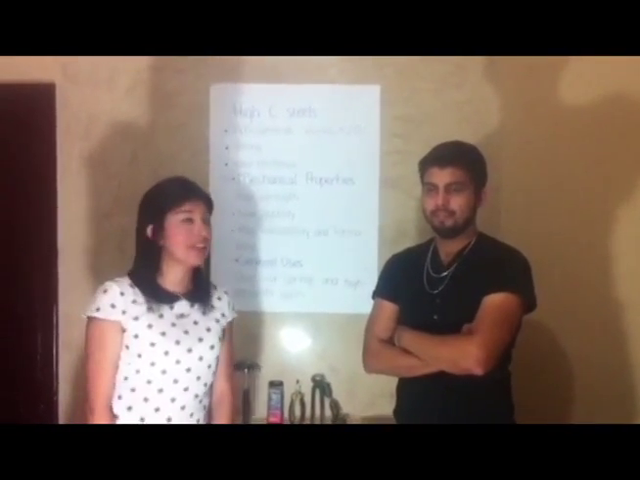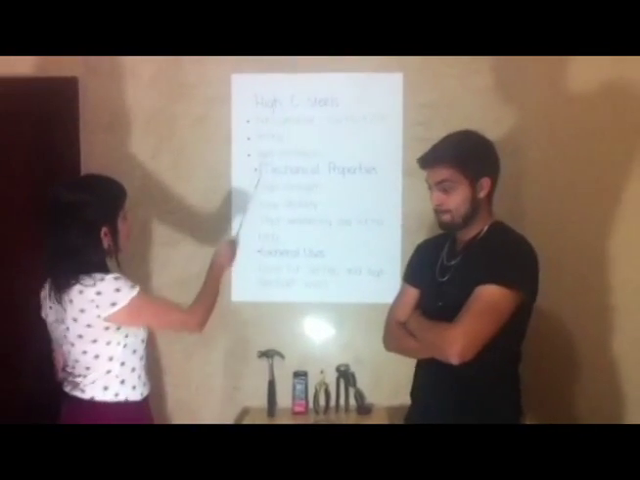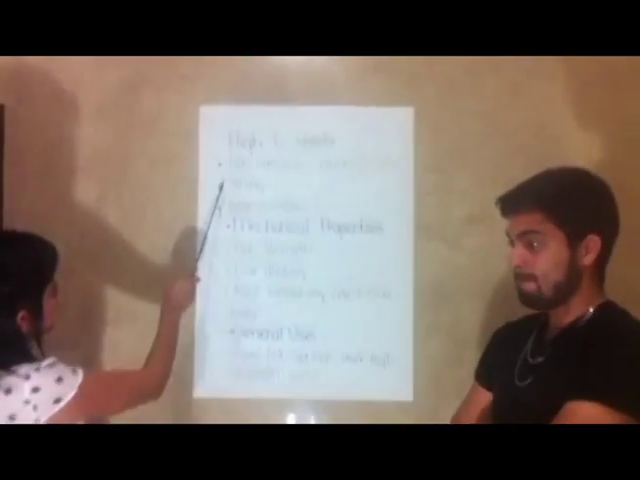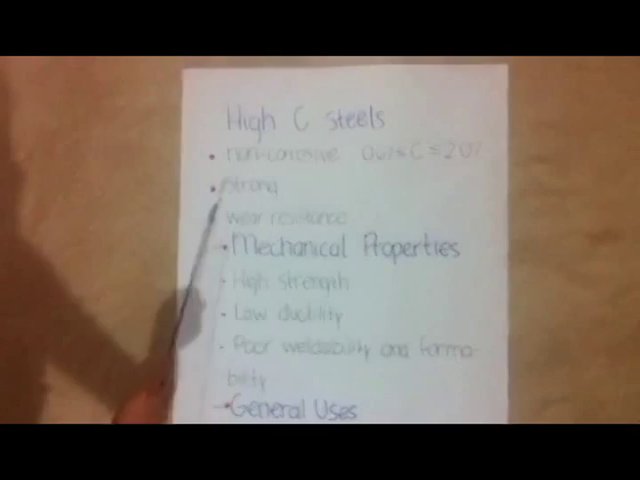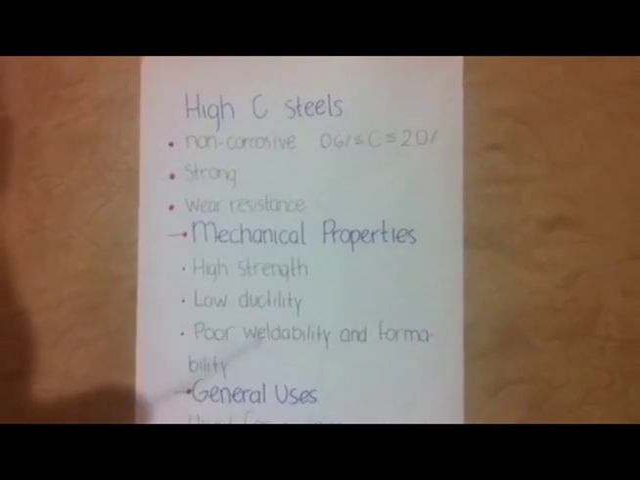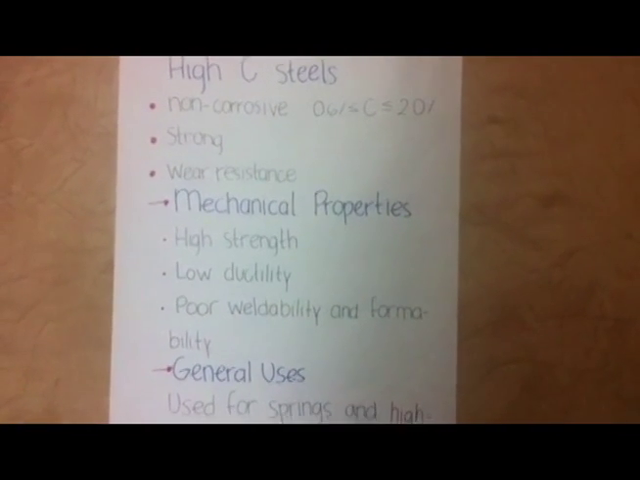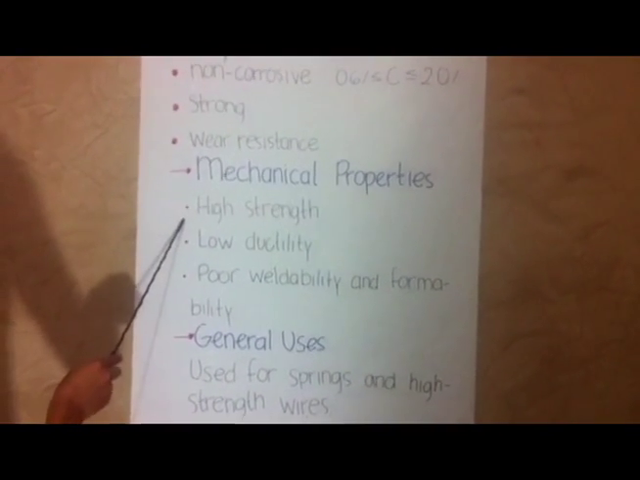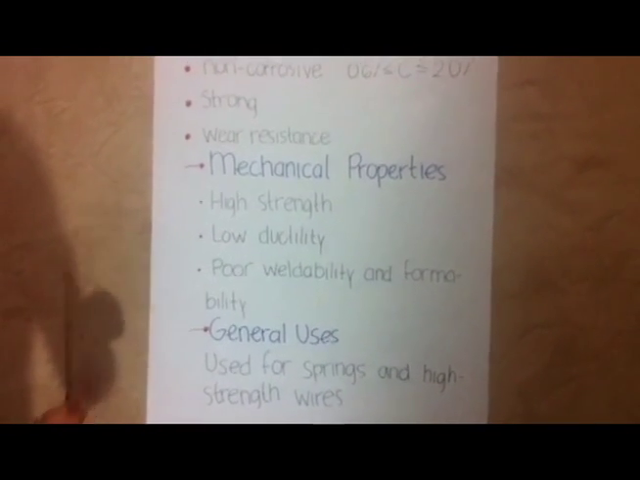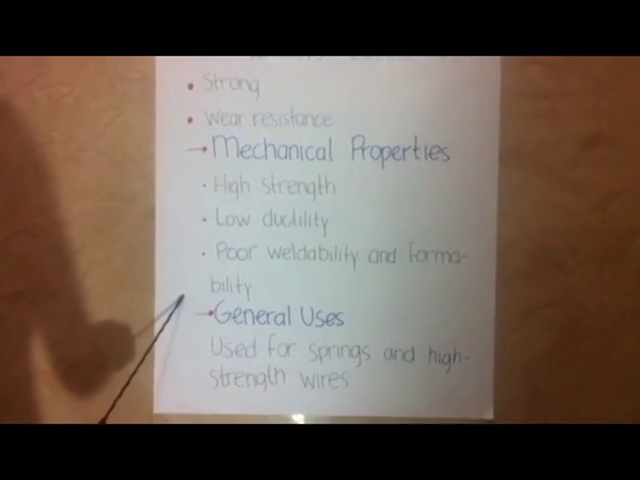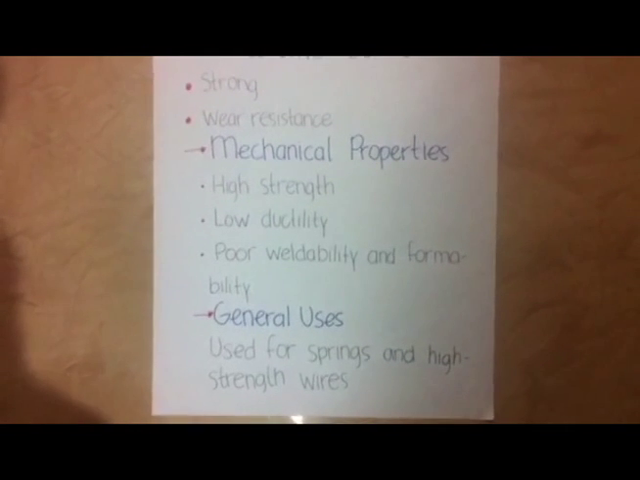High carbon steels. High carbon steels are non-corrosive, strong, and have wear resistance. The carbon content in high carbon steels is between 0.6 and 2%. Mechanical properties: they have high strength, low ductility, and poor weldability and formability. The general uses are springs and high-strength wires.